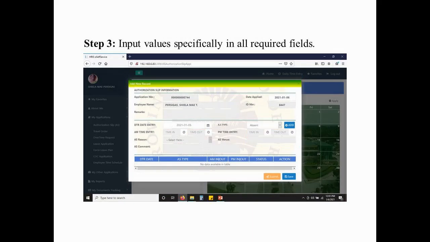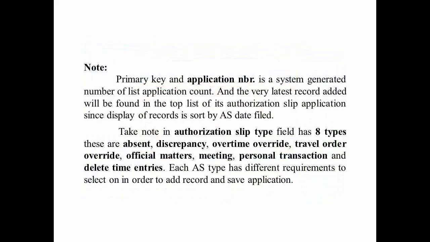Step 3. Input values, specifically in all required fields. Take note, the primary key, the application number, is a system-generated number of the list application count, and the very latest record added will be found at the top of the authorization slip application list.